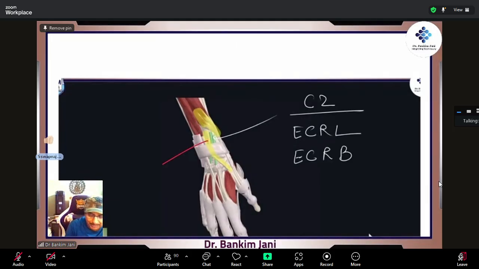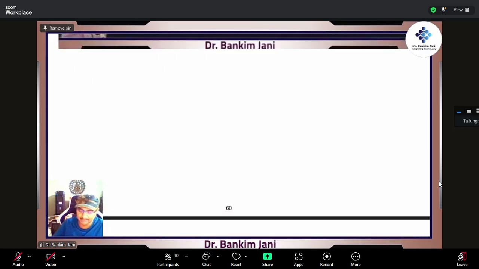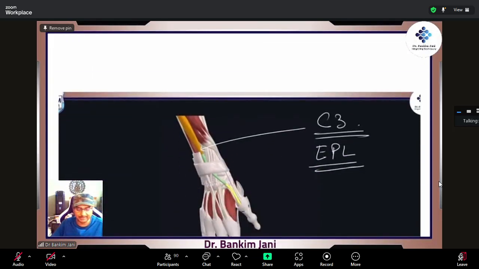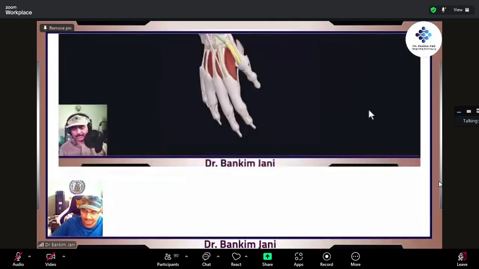So who will be this third one? Which one is this? Extensor pollicis longus. Very good. Extensor pollicis longus.